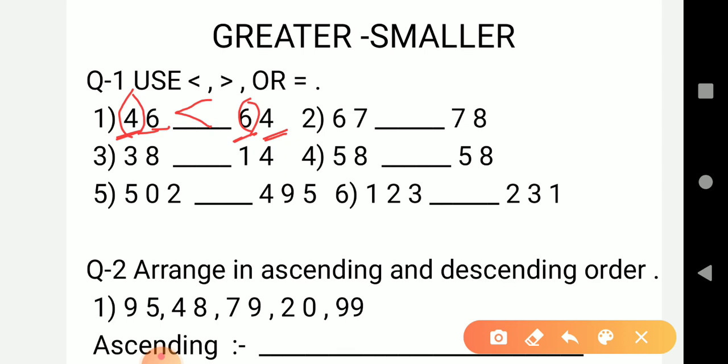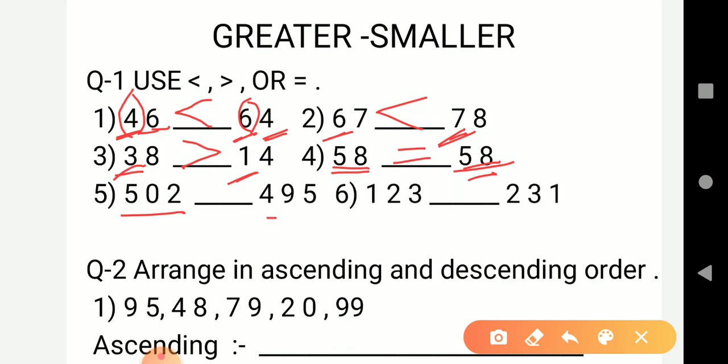Now here also the tens place is different. Okay, 7 is greater than 6. 38 and 14. So 3 is always greater than 1. Then if both numbers are the same, then we use is equal to.